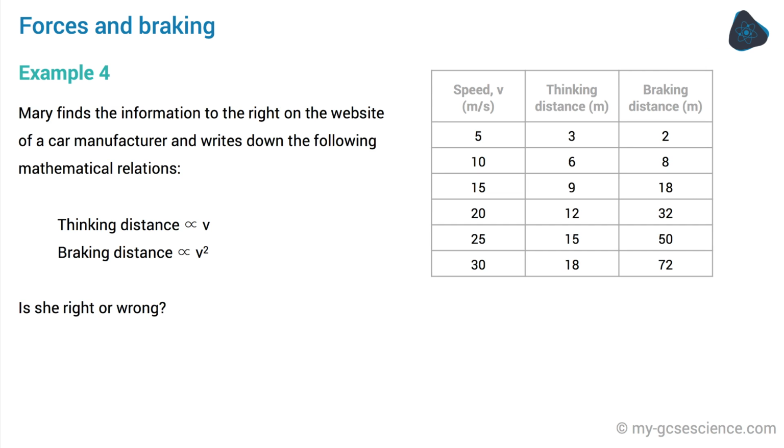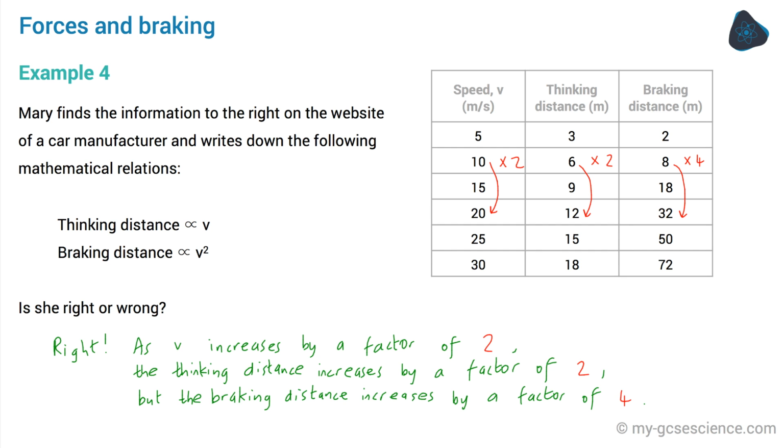We're going to finish this video off with two slightly trickier examples. Have a look at number 4. As you can see, Mary writes down that the thinking distance is proportional to v and that the braking distance is proportional to v squared. Let's have a look at the table to work out whether she's right or wrong. When the speed doubles here, we can see that the thinking distance doubles also, but the braking distance increases by a factor of 2 squared or 4. So that means, of course, that Mary is right.